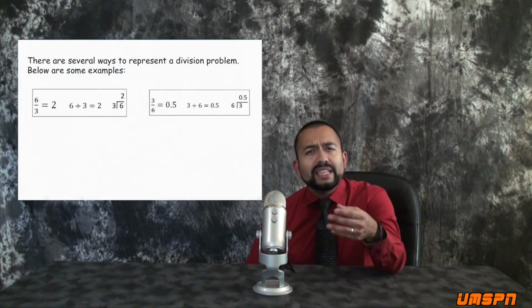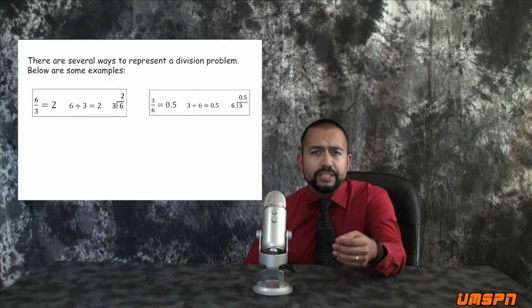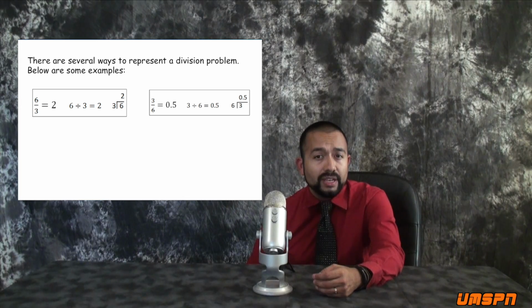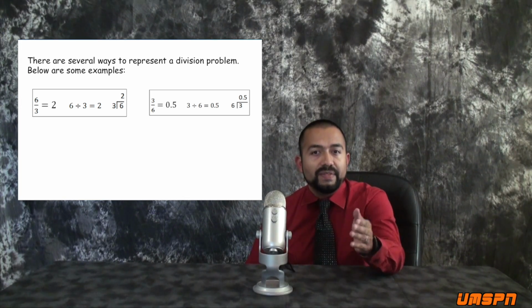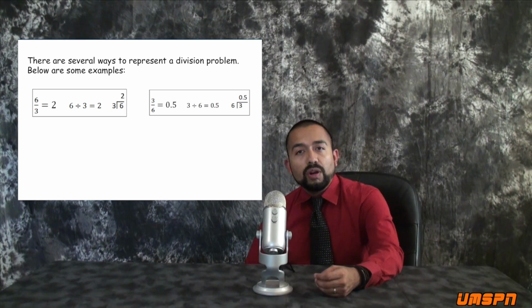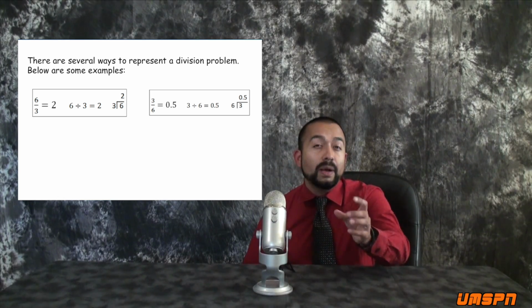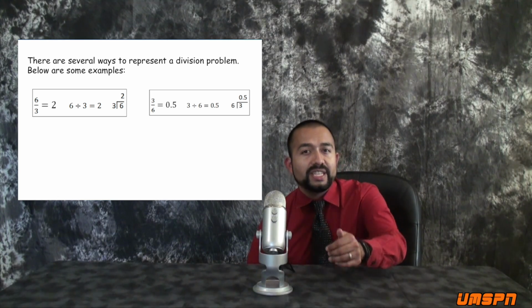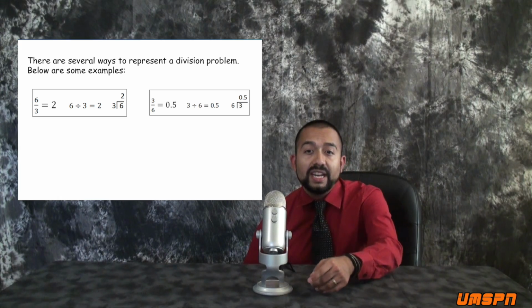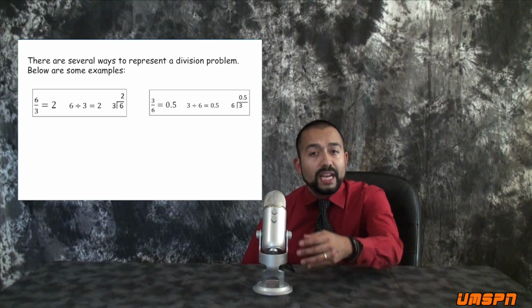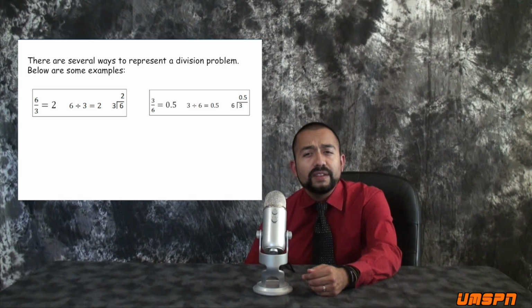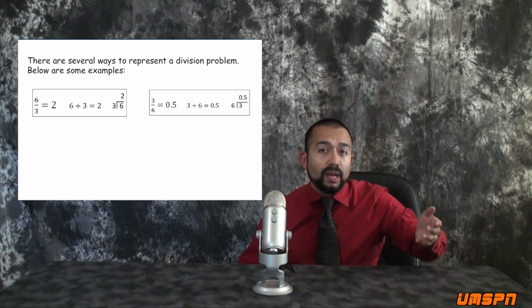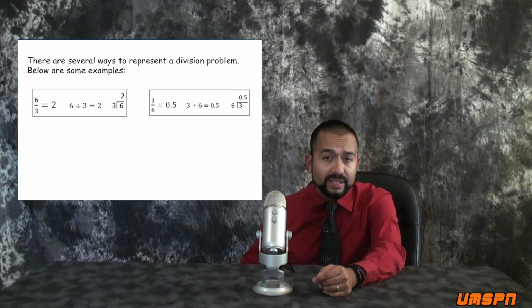The first one was representing the different forms of division, such as writing it as a fraction. Another way would be just writing it very straightforward, for example, 6 divided by 3. Or using what some people call the little house, where you have your dividend inside and your divisor outside, and you just carry out the steps of division. Those are some of the forms of representing a division problem. And it's very important to know these things.